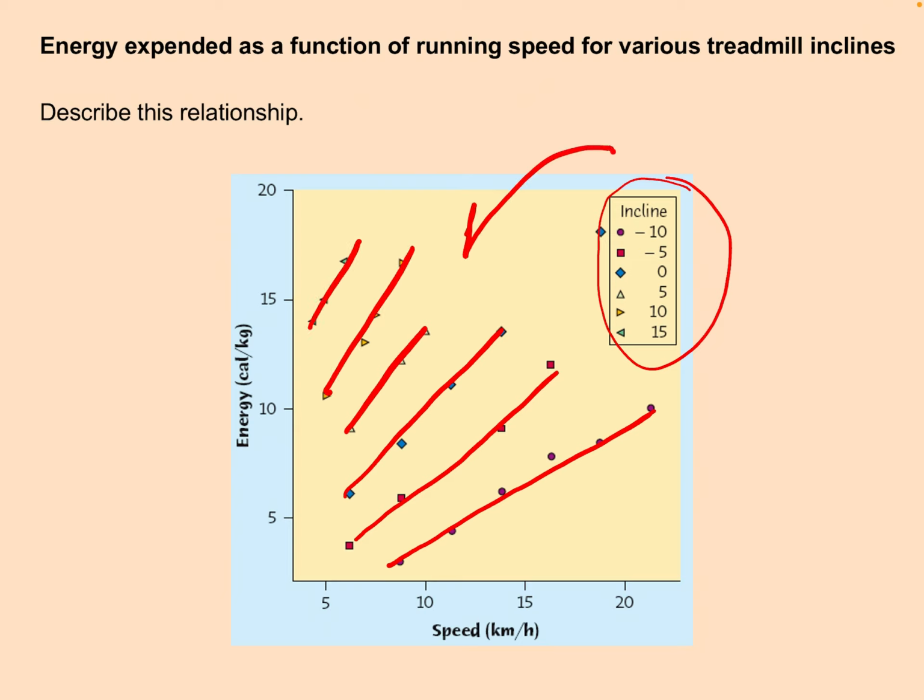But also, look at the slopes of these lines. You see how the slope gets higher and higher as the incline gets higher and higher. And what that means is that an individual is burning more energy at a given speed on higher inclines than on lower inclines at the same speed. And that makes sense, right? The higher the slope you're walking up on the hill, the more you're going to work to do it.